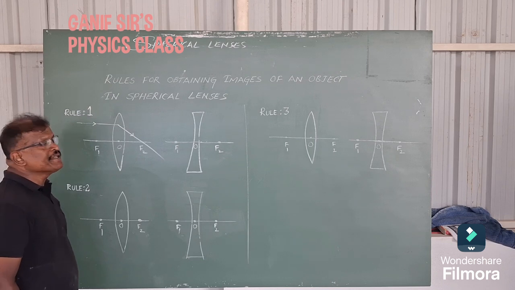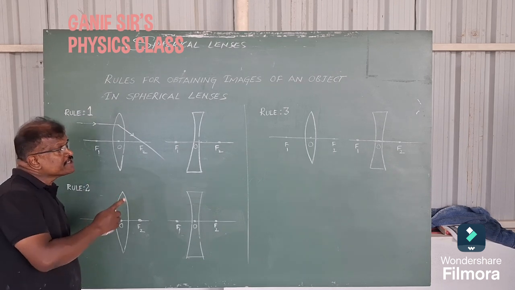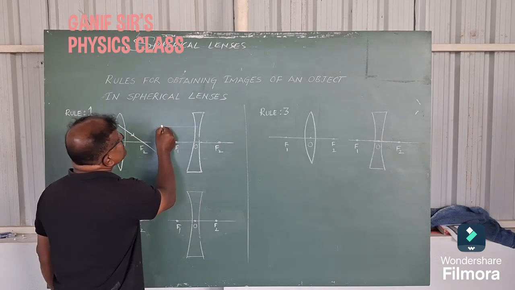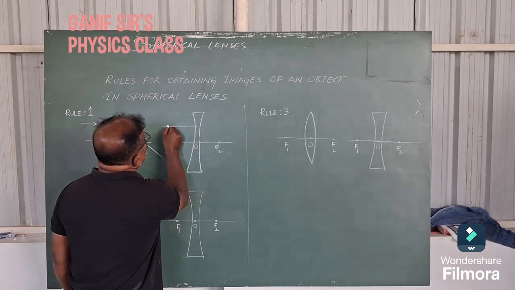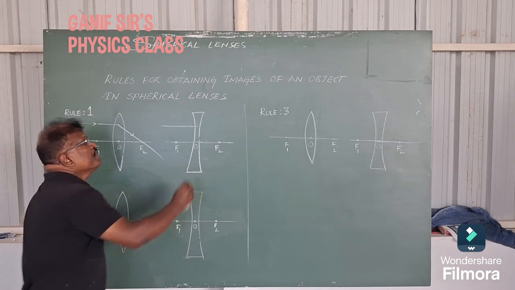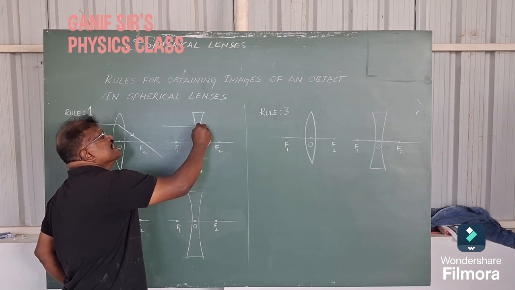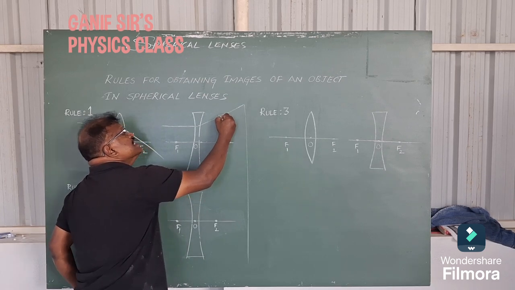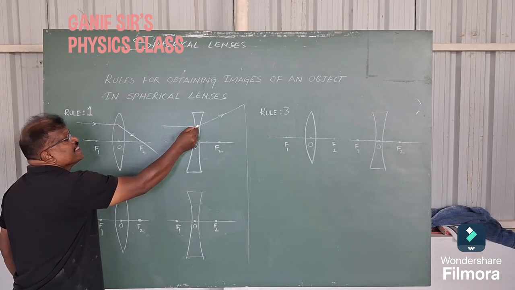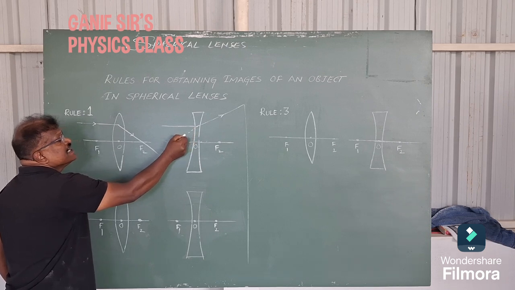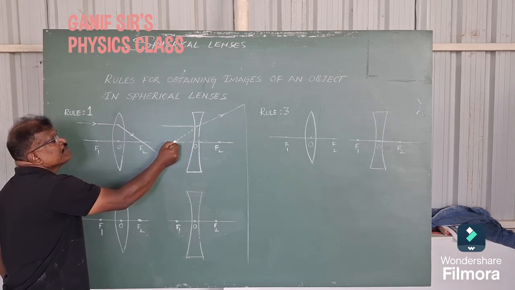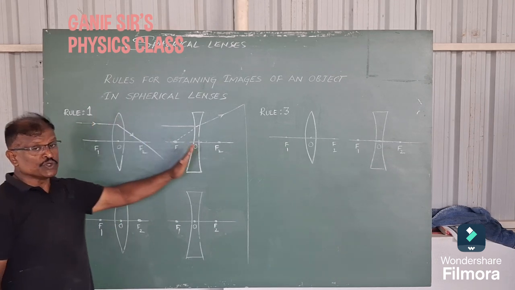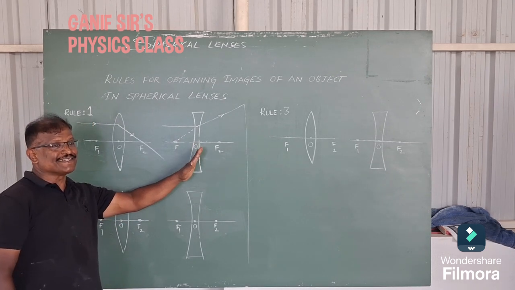And let's see what happens in case of concave lens. See, I am passing a ray parallel to principal axis only in concave lens, and after refraction, here it gets diverged. So it diverges in a direction such a way that it appears as if it got diverged from a fixed point on the principal focus. So this is the first rule for the spherical lenses.